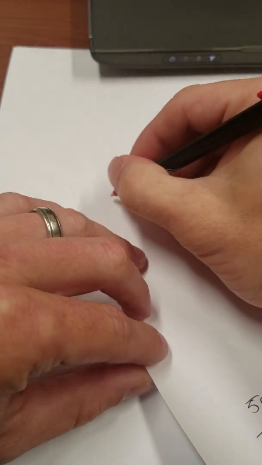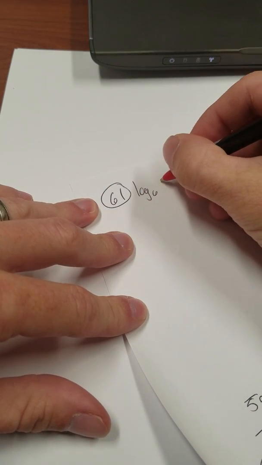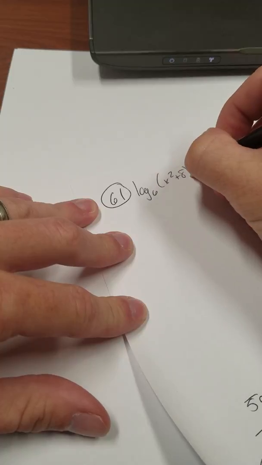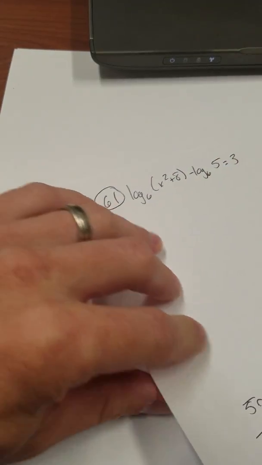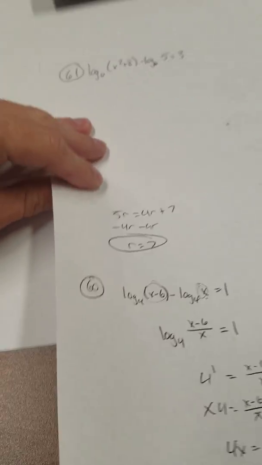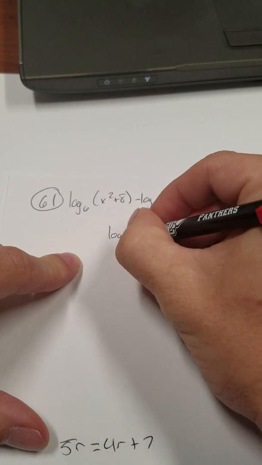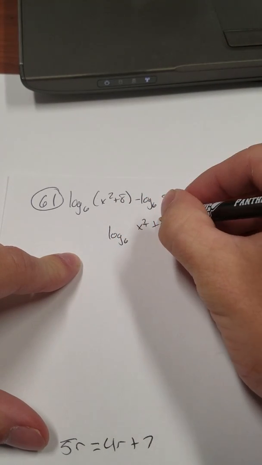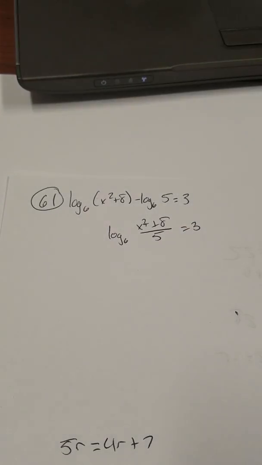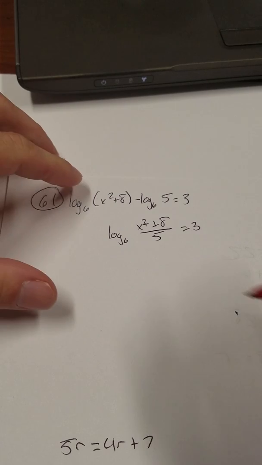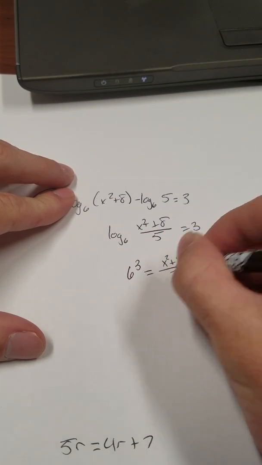61. Log base 6 of x squared plus 8, minus log base 6 of 5 equals 3. This is another condensing problem. You have to condense it before you can solve it. So subtraction means to divide. Log base 6 of x squared plus 8 over 5 equals 3. There is not a log on the other side, which means you have to rewrite it. 6 to the third equals x squared plus 8 over 5.